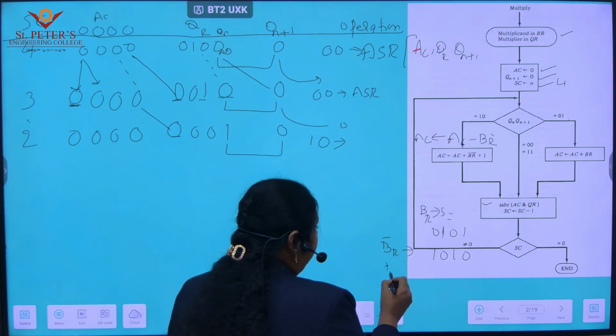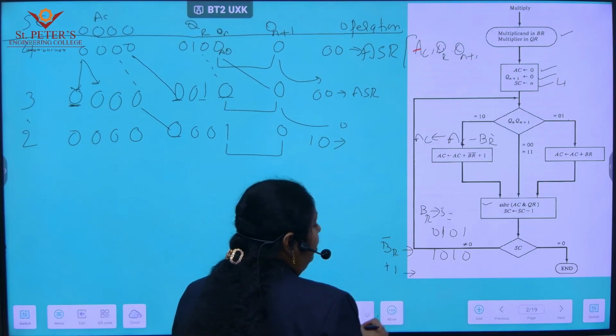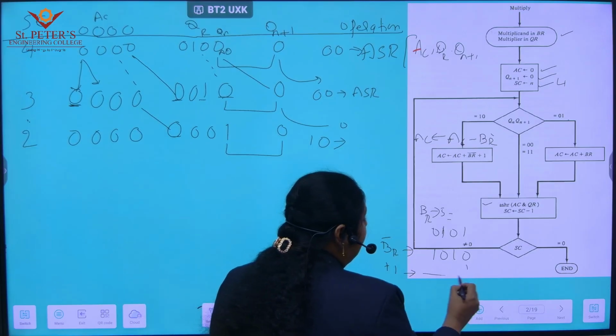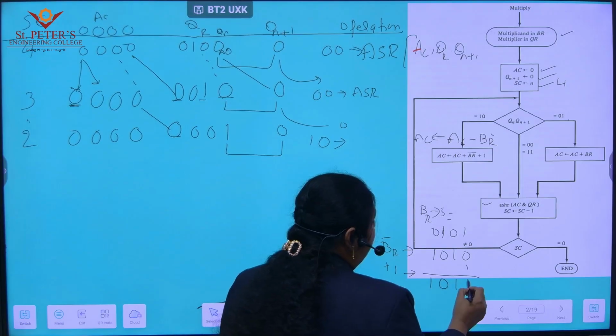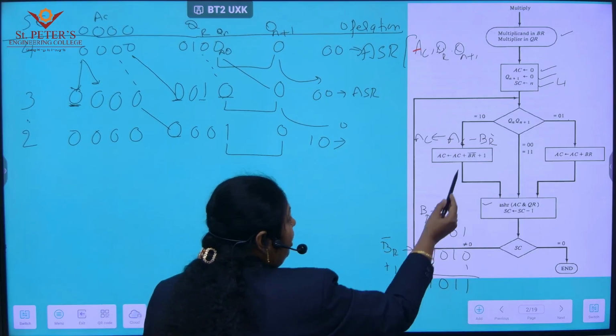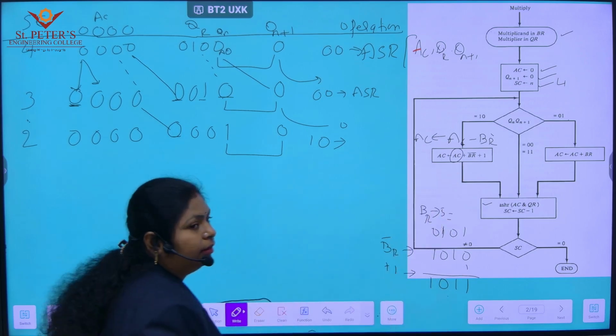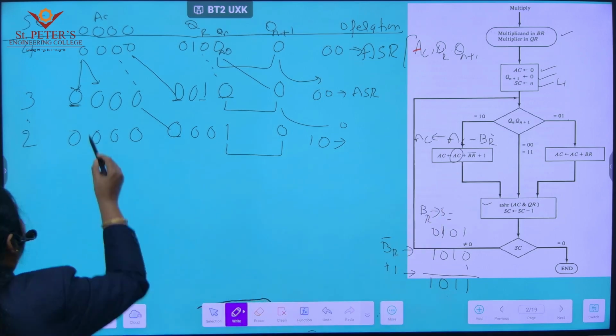For this, apply the 2's complement, which is nothing but 1 to be added to the 1's complement. 1 is added here. The final answer is 1 0 1 1. We have done BR plus 1. This is to be added to the accumulator. This BR plus 1 is added to the accumulator data.